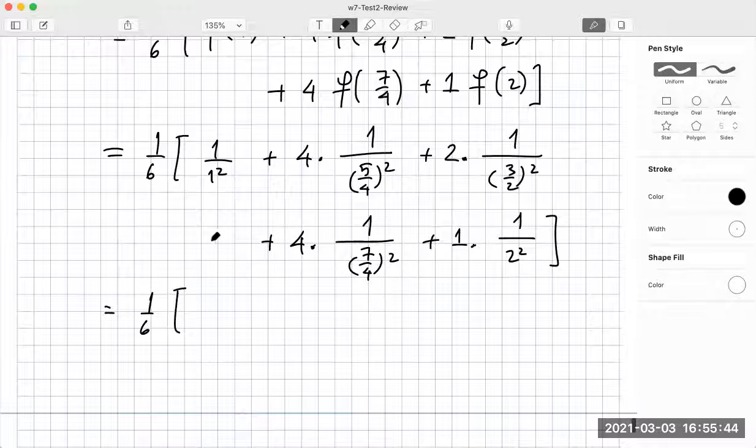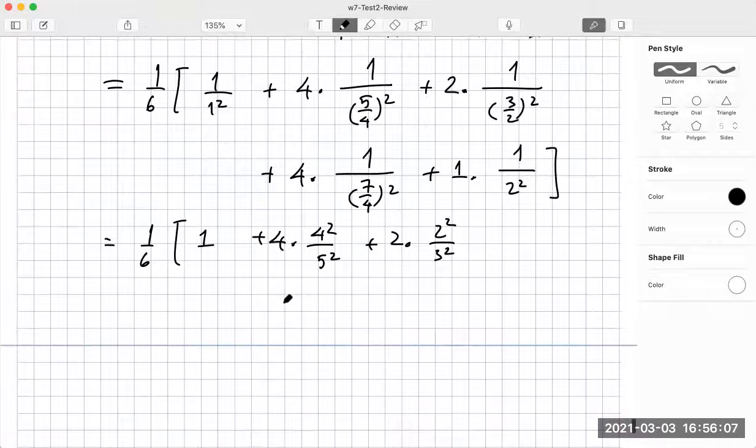1/6. This is 1 divided by 1 is 1. Here plus 4 times, and yeah, 1 times the reciprocal of this, it will be 4 squared over 5 squared, plus 2 times 2 squared over 3 squared, plus 4 times 4 squared over 7 squared, plus 1, we don't have to write it again, it is 1/4.